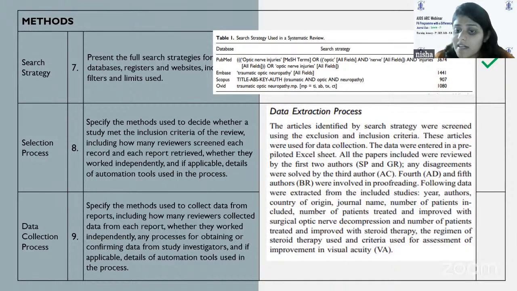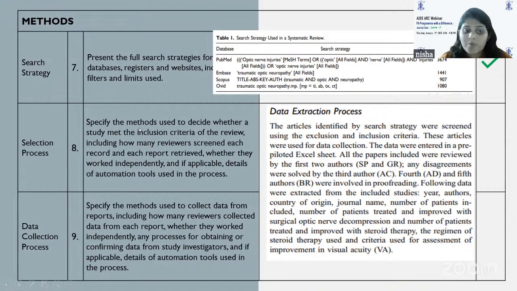So the data extraction process, as far as that was concerned, the first two chief authors of the paper reviewed all the articles and entered the data in a piloted Excel sheet. And any disagreement was solved by the third author. And the fourth and fifth authors were involved in proofreading. So there's a clear demarcation of the responsibilities of each of the authors.